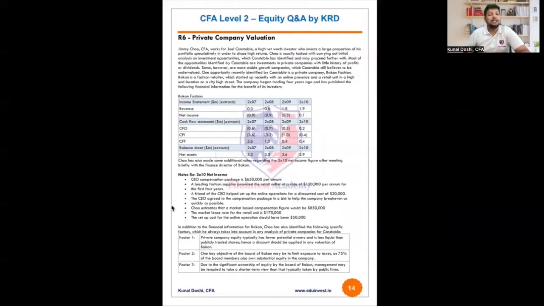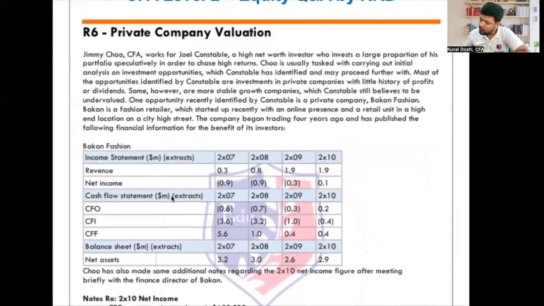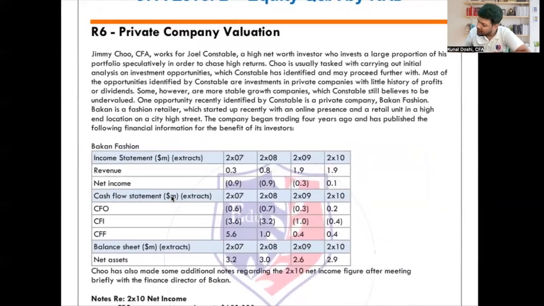Now we go to the last topic, private company valuation. Now, this topic has mostly theoretical things. However, some of the practical questions are also being put up here. So, Jimmy Choo works for Joel Constable. Okay, fine. All this information is there. Constable is a private company. Of course, since I know this is private company information, otherwise you will have to read in the actual exam and understand what type of company it is, right?